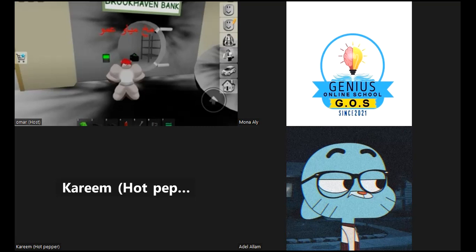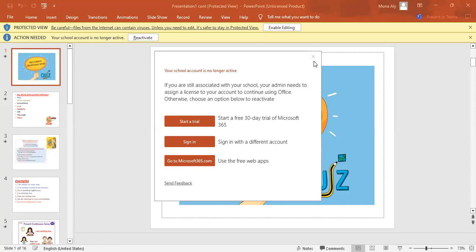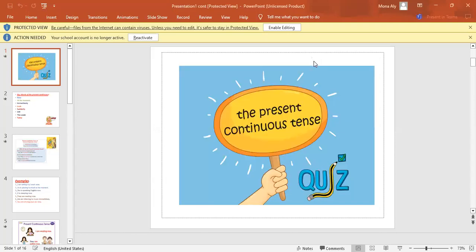Please send your dictation now, please. I sent it, Miss. Oh, I didn't send it, please. Okay, thank you. Can you see the screen share? Can you see the screen share? Yeah. Okay.